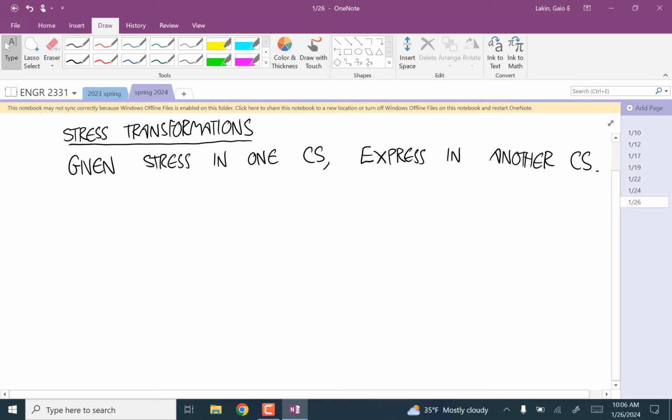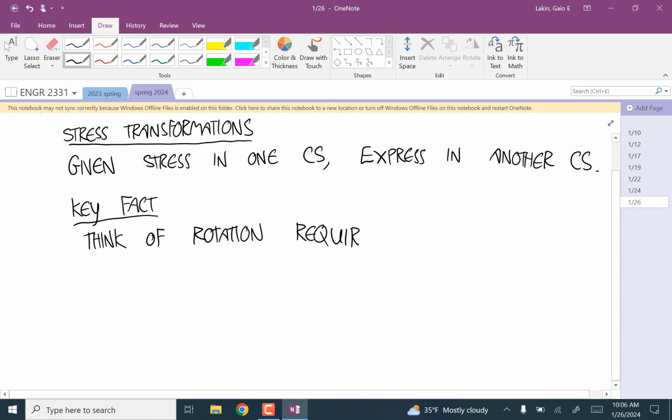Okay, so the key thing to keep in mind is you have to think about the rotation required to align the original coordinate system with the desired coordinate system. That's the rotation that you're looking for.